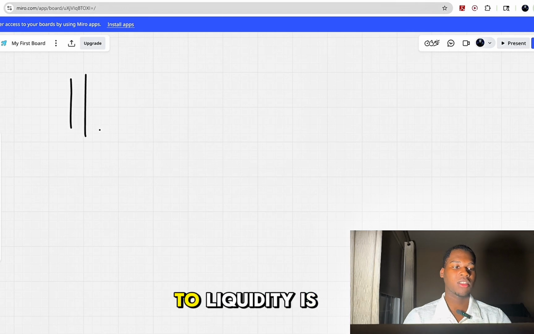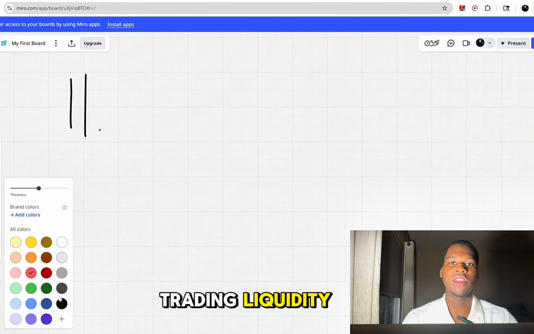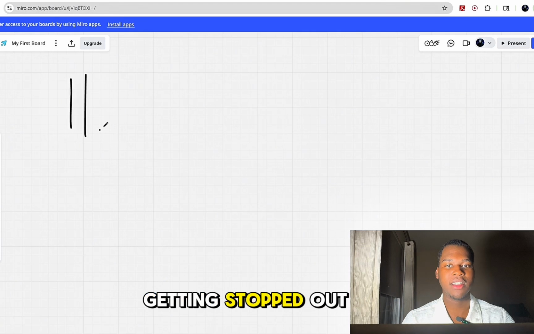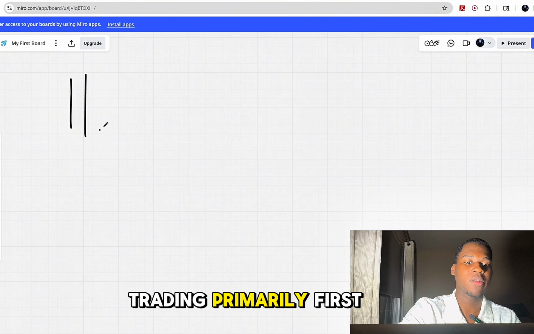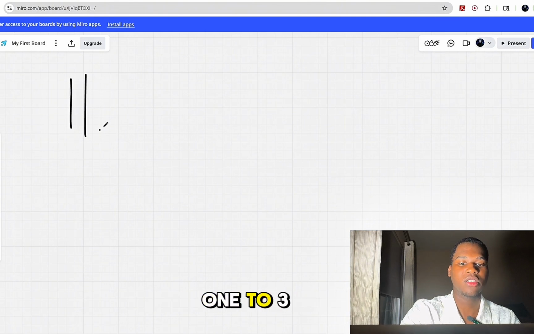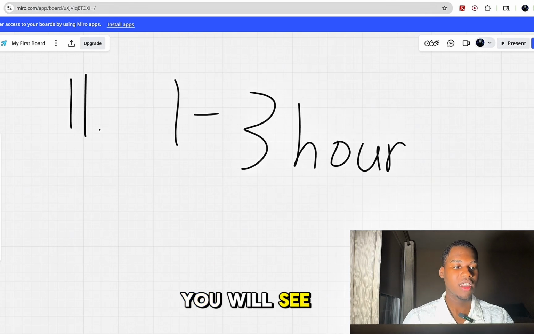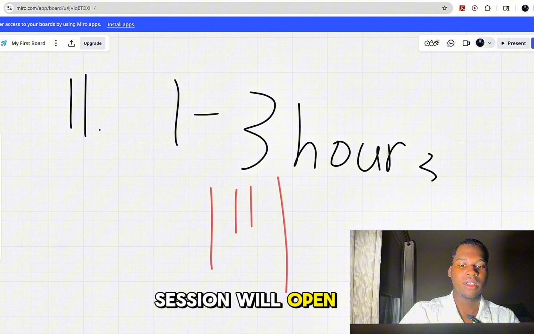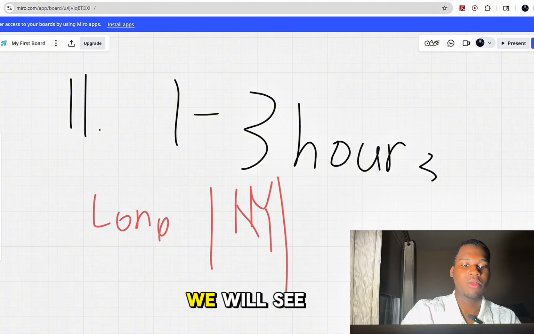So another thing when it comes to liquidity is the timing. Most traders, when they are trading liquidity, do not pay attention to time. They trade any time of day and end up getting stopped out. We want to pay attention to the time. We want to be trading primarily during the first 1 to 3 hours of the session opening. You will see that during this time, a lot of the times the session will open, such as New York session will open. We will see London over here, where London's high was at. We will see a sweep.